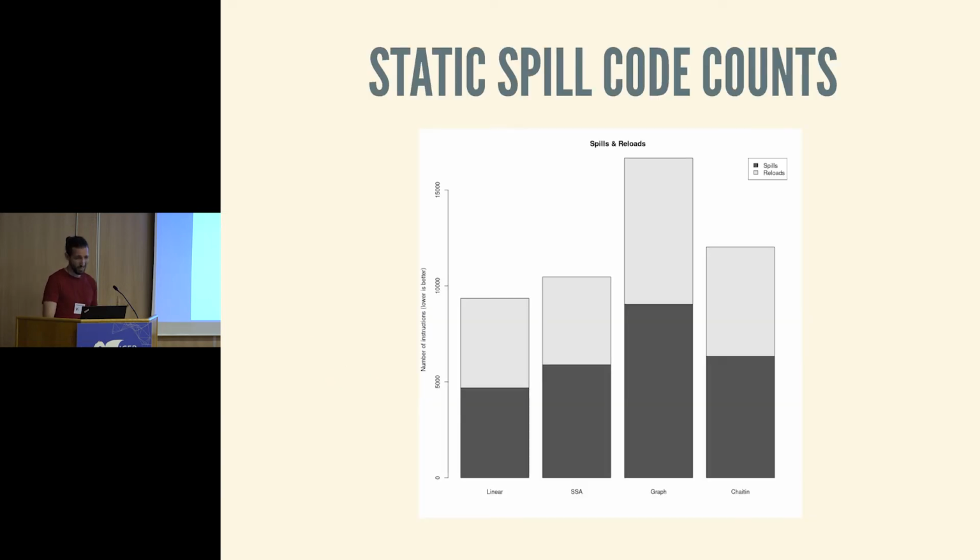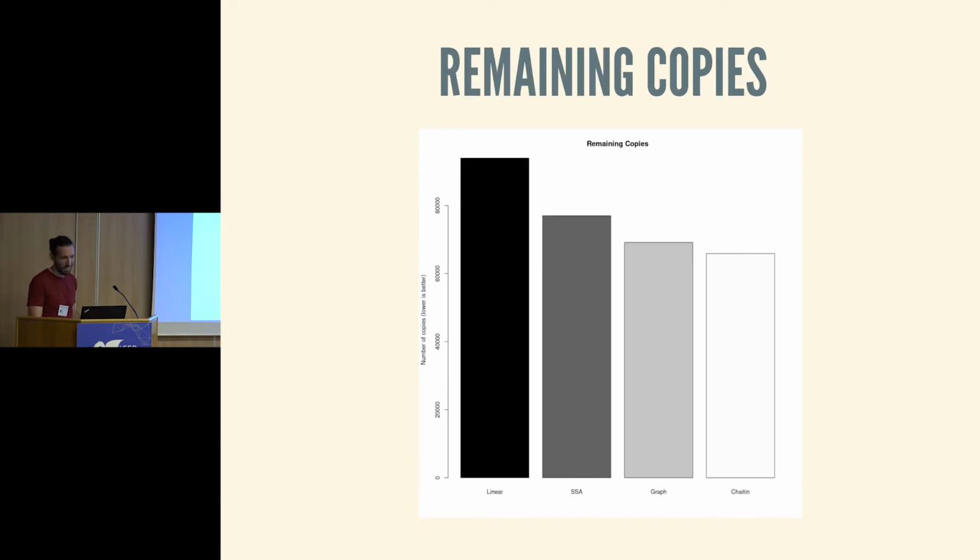So this is static spill code counts, which is not a perfect predictor of performance, but it's basically how many load and store instructions were inserted. We can see that the Chitin variant does work better than the standard graph one, and the SSA one in terms of static spill counts is close to linear. While I said it's not a great predictor of performance, honestly the overall trend is kind of there.